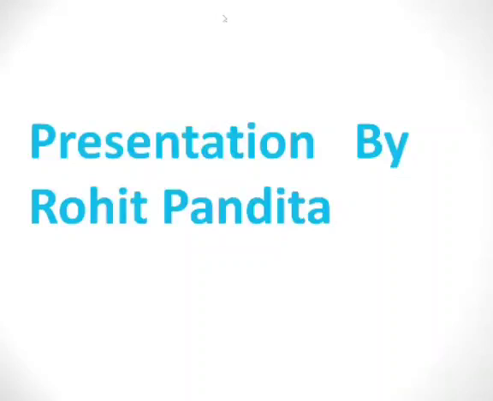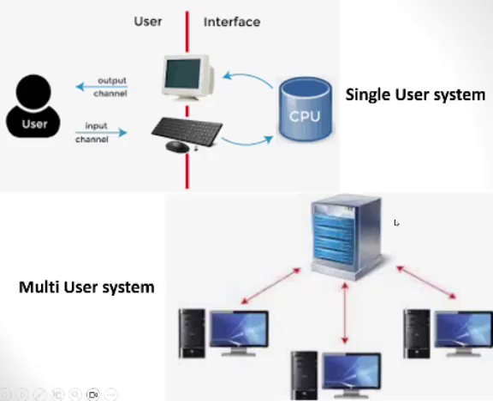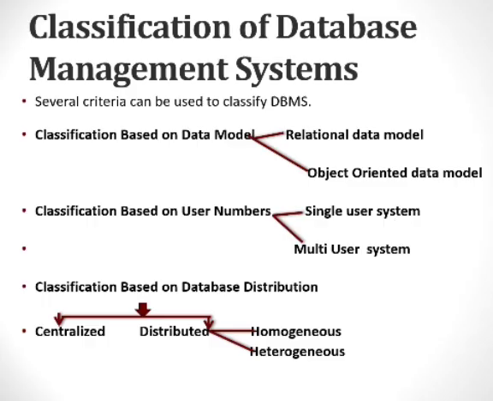Now we are going to discuss classifications of database management systems. It has two types: relational data model and object oriented data model. A relational data model uses tables with rows and columns. Examples are MySQL. Object oriented data model represents data as objects with attributes and methods. Example is MongoDB.